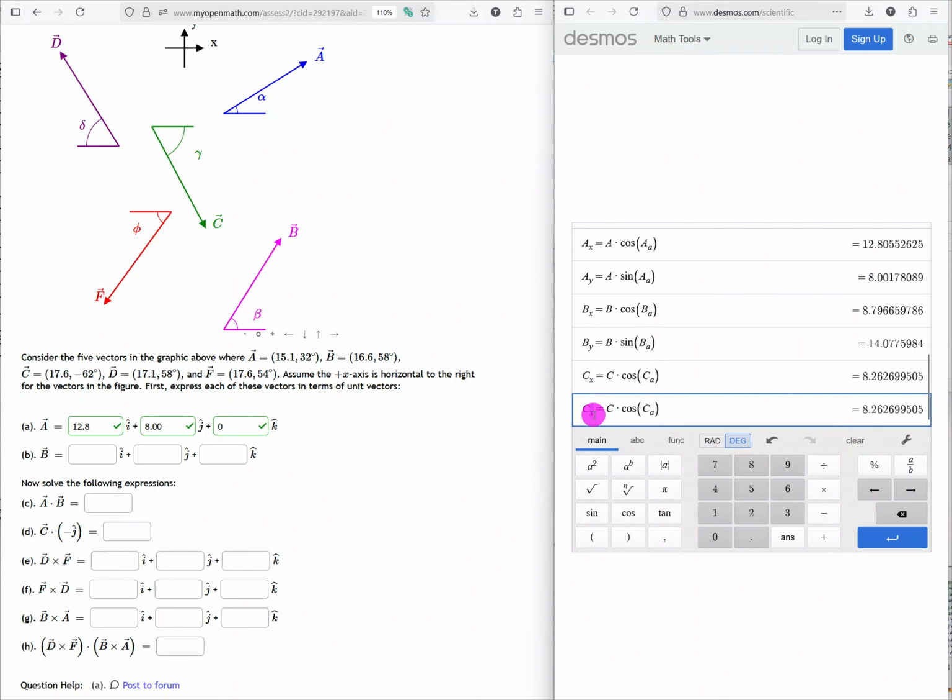The y is still going to be, oops, I need to be careful to keep it as a subscript. So this is going to be a sine. And I can go for the D.